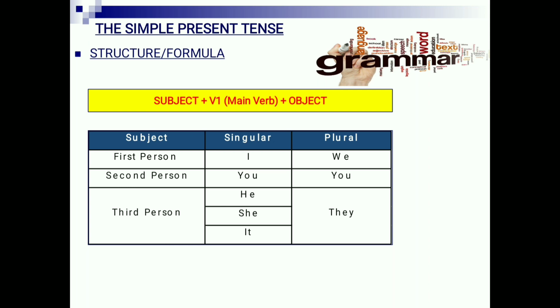Are you getting it? What are the changes in simple present tense? See, simple present tense is very easy. It is following the structure SVO, subject, verb and object. The only change comes in the verb when the subject is third person singular. That time only we have to add s or es to the verb.